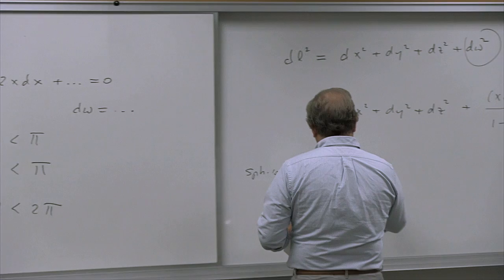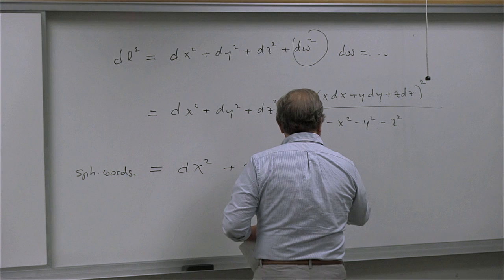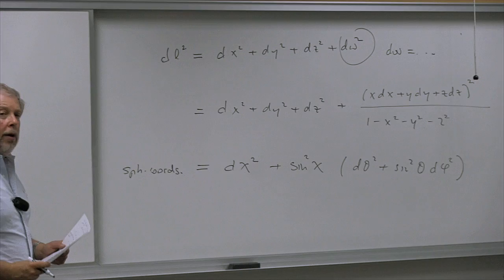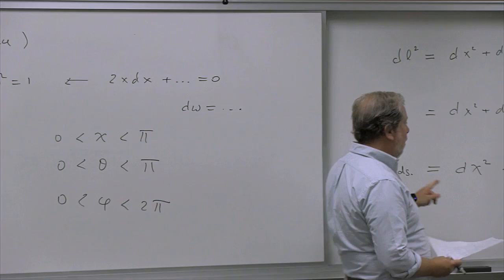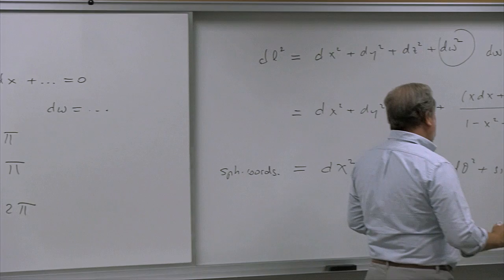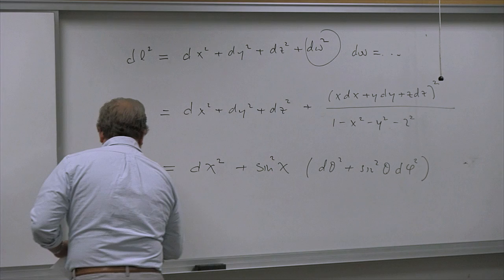Okay, so this is equal to d chi squared plus sine squared chi times d theta squared plus sine squared theta times d phi squared. Okay, very good. Well, that still doesn't look like what we had a moment ago from the Robertson-Walker metric, nor does it look like the usual distance in spherical coordinates, but that is very easily accounted for by simply setting r. So let me write this over here. So set next, set r equal to the sine of chi.